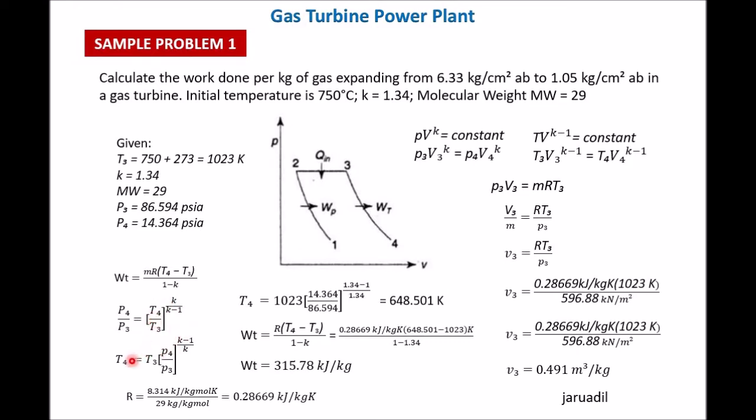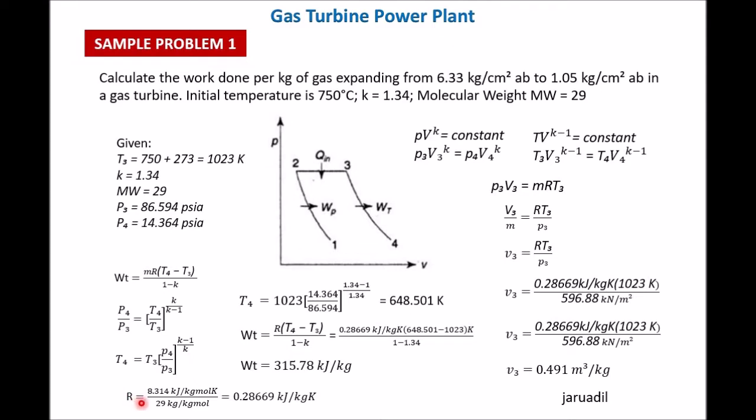So, in terms of T4, we have T4 is equal to T3 times the quantity of P4 over P3 raised to K minus 1 over K. So, kung makita nyo na baliktad kasi this is the result of simplifying this equation into this one. So, this is algebra.